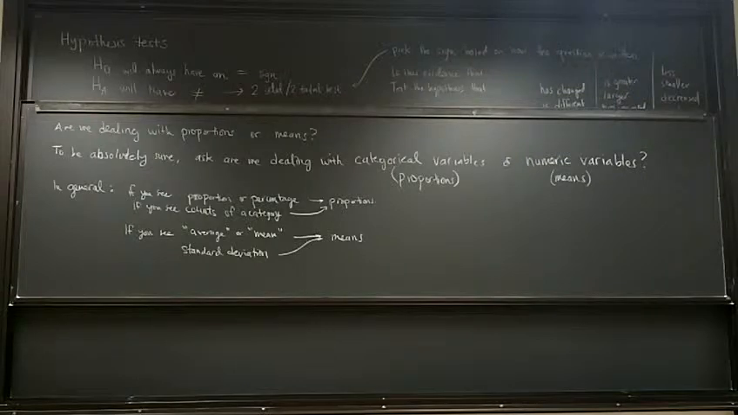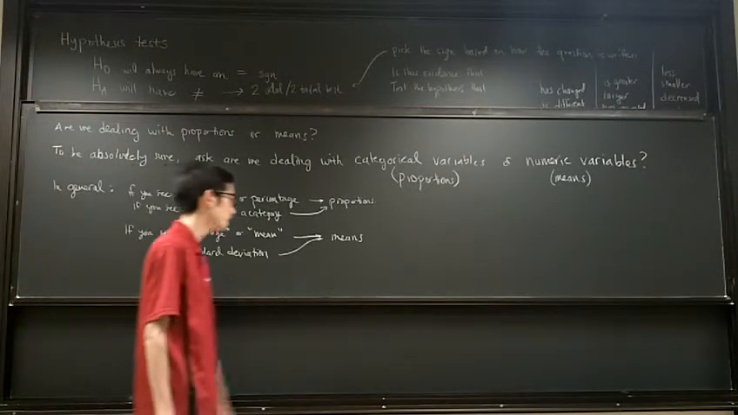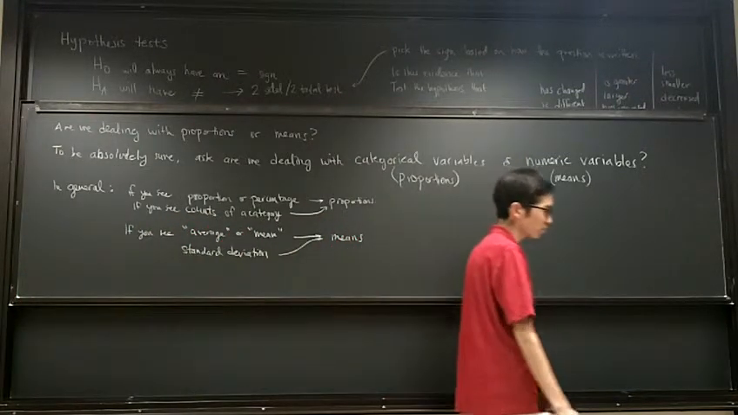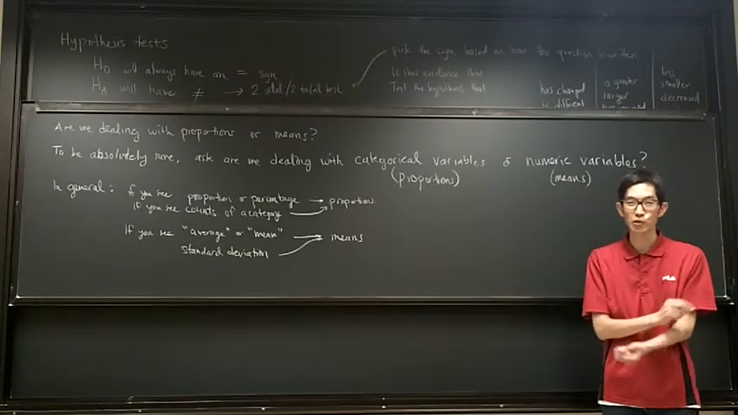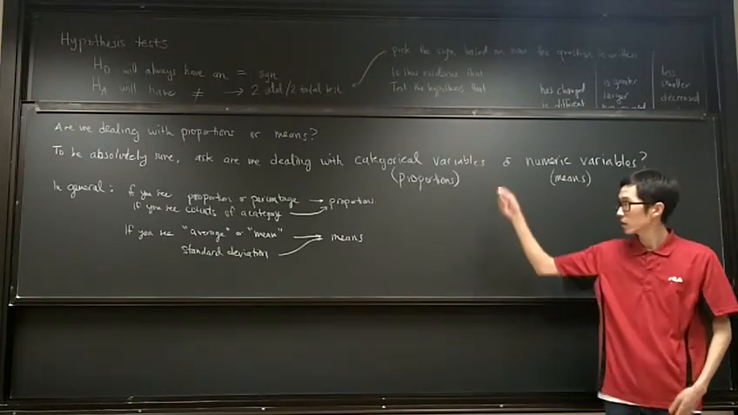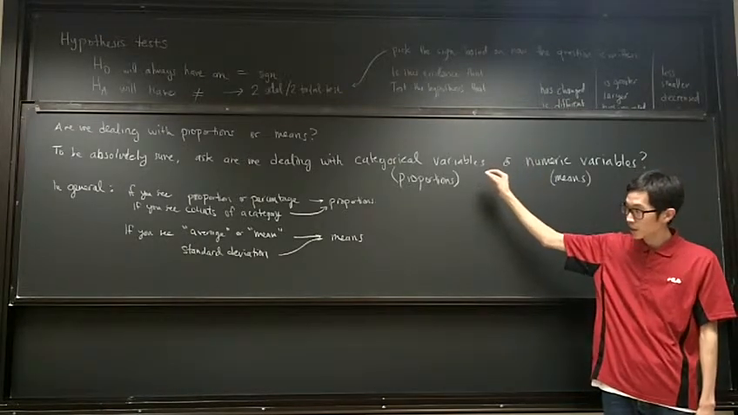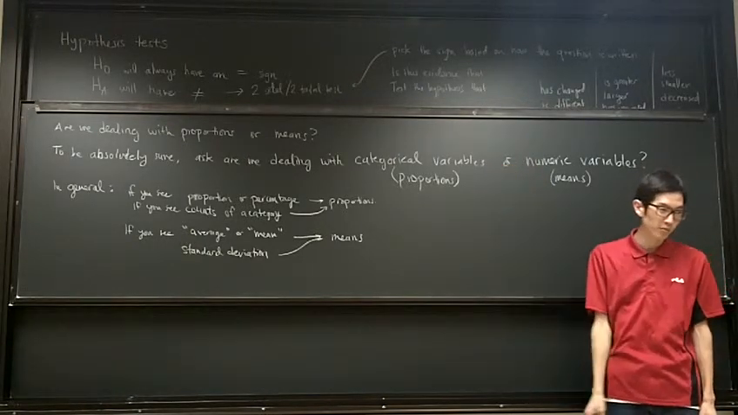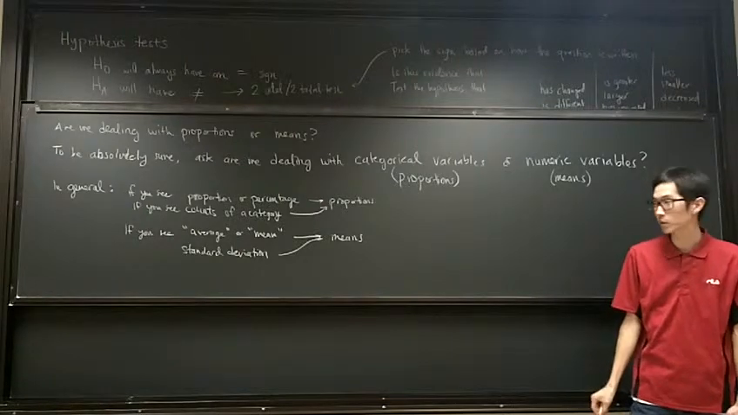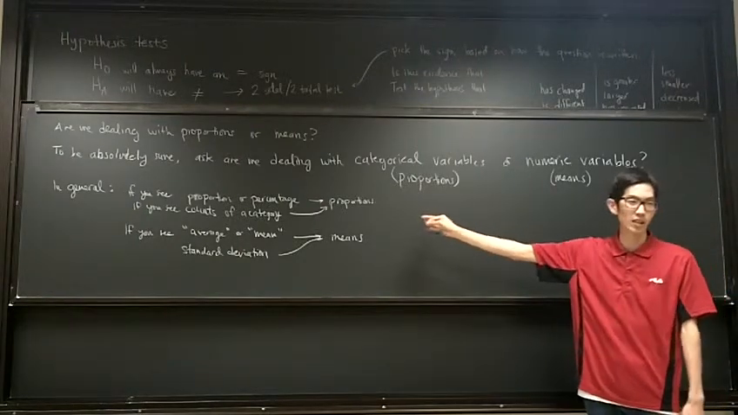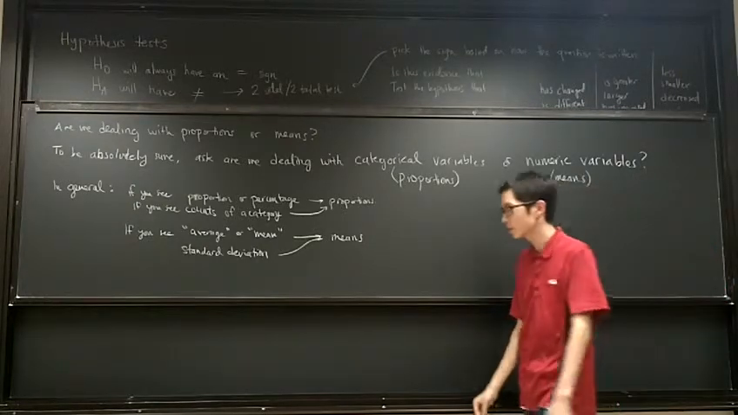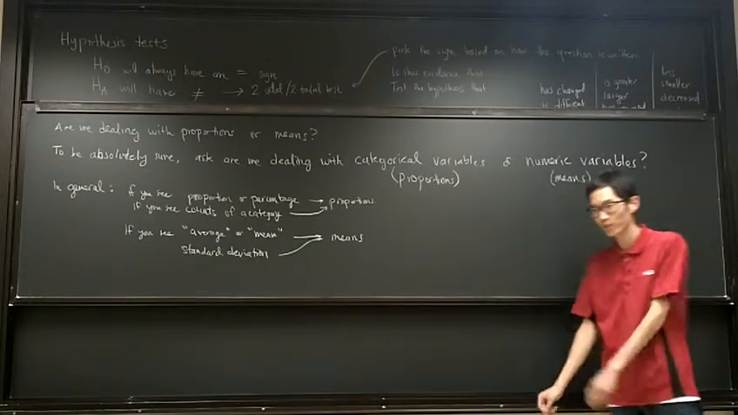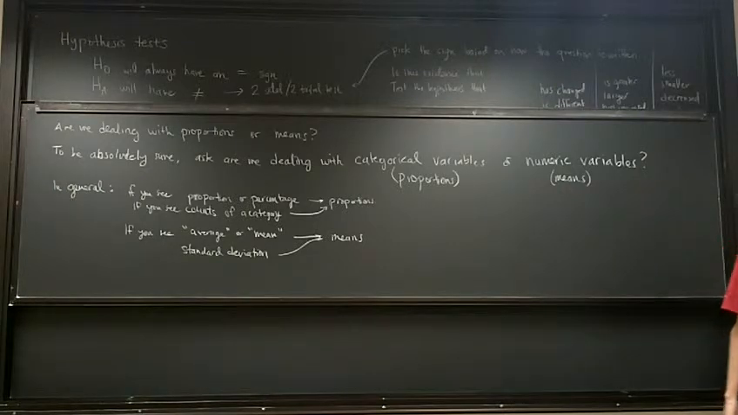So in general, as you're reading the problem, if you see those things appear, then you're probably dealing with the proportions or the means. Okay? But again, to be absolutely sure, just ask, am I dealing with a categorical or a numeric variable? Okay, this holds true probably like 99% of the time, 95% of the time. But there are weird scenarios, so I hesitate to say this is always true.